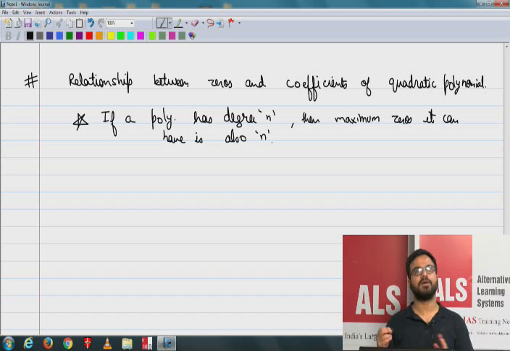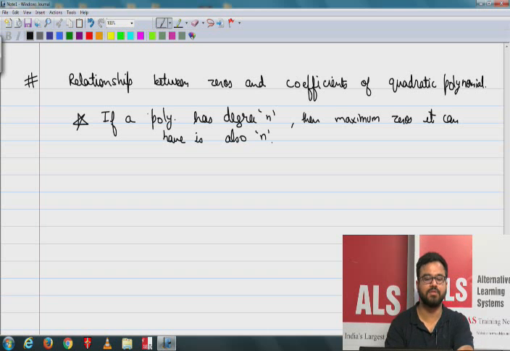So we can always comment about the maximum. It is not mandatory that it will always have that many, but the maximum it can have is n if the degree is n. Like in the quadratic one, if the degree is 2, the maximum number of zeros can be 2. If the degree is 4, the maximum number of zeros can be 4.